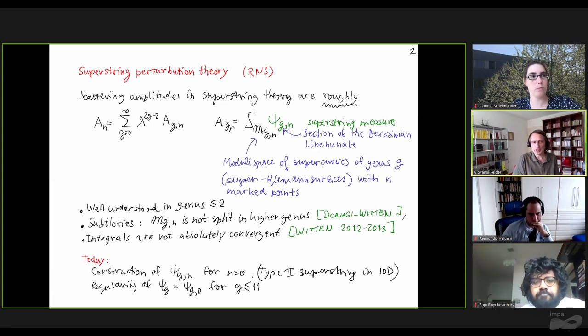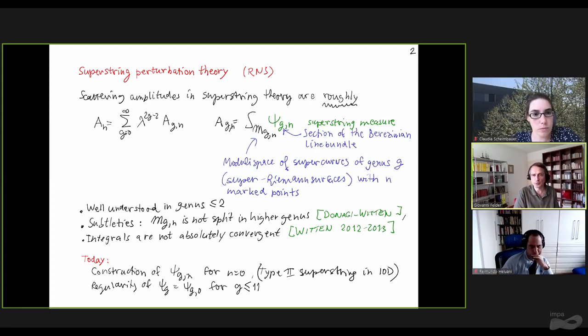Also, I should add that I will only talk about the very classical Ramond-Neveu-Schwarz superstring theory. And as we heard yesterday from the talk of Nathan Berkovits, there are other approaches like this pure spinor approach or Green-Schwarz. And there is also the approach recently developed by Ashoke Sen and collaborators, which relies on hyperbolic geometry and uniformization. So there are different approaches, and each of them has its own difficulties.